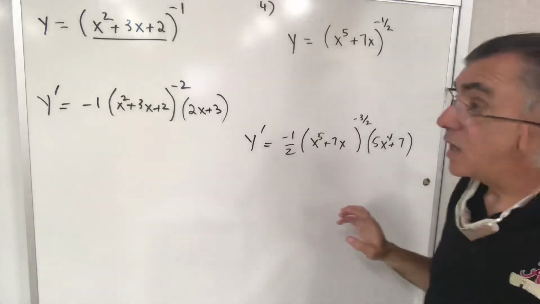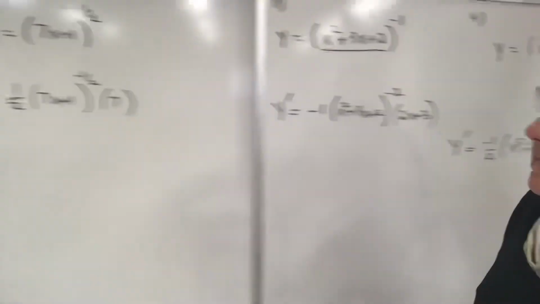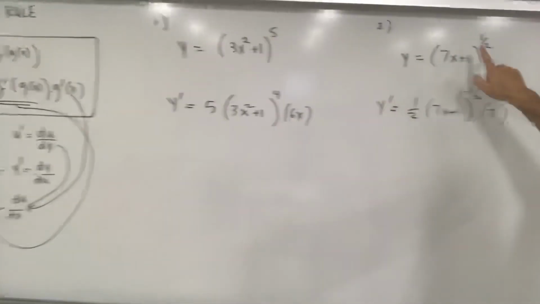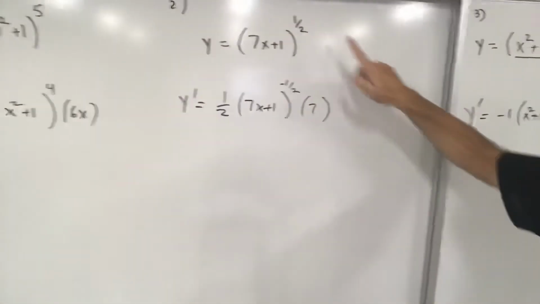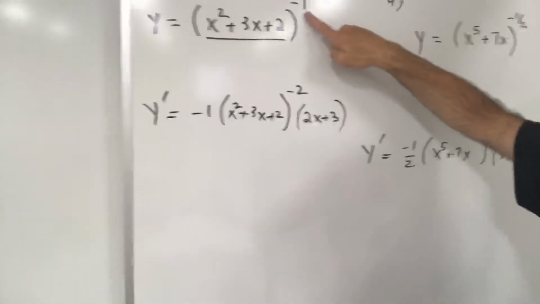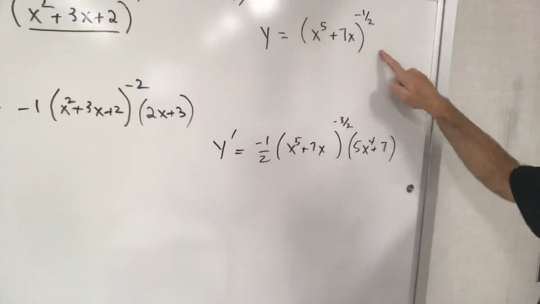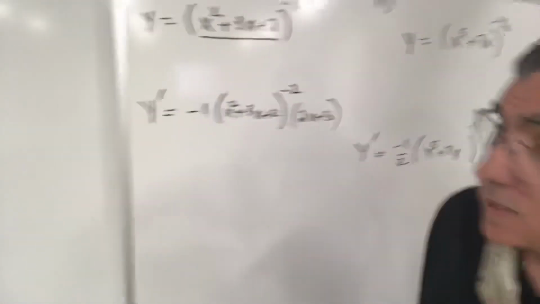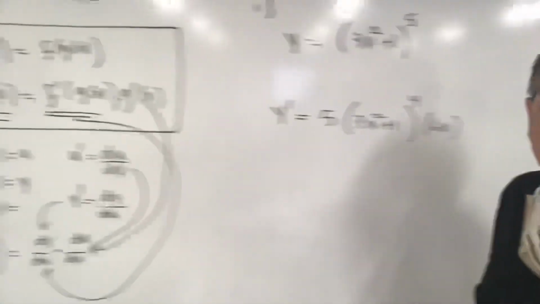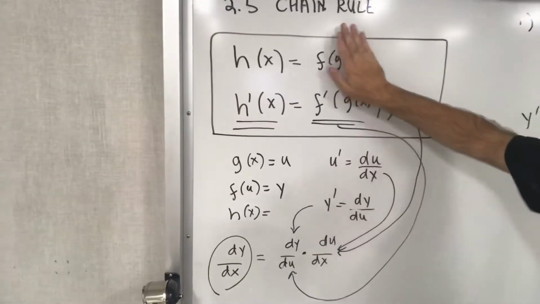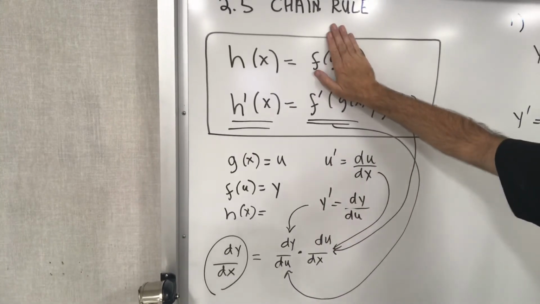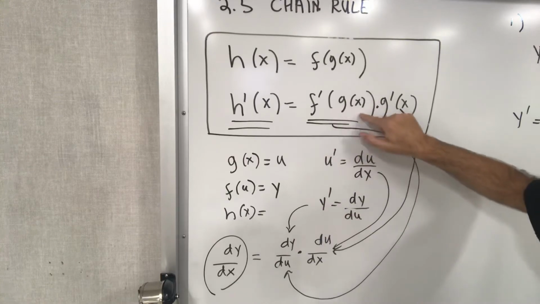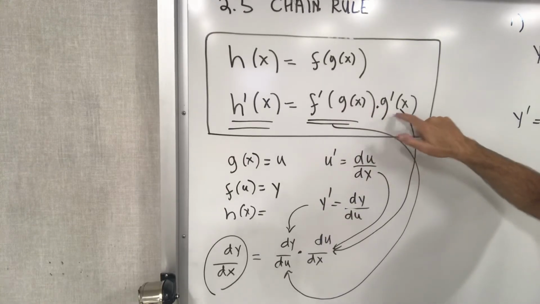So now, notice what I did. I covered integers, fractions, negative, and then negative fractions. And the rule holds. Basically, you're taking, remember back to the formula, you're taking the derivative of f with whatever's inside, but then you have to multiply by the derivative of what's inside.